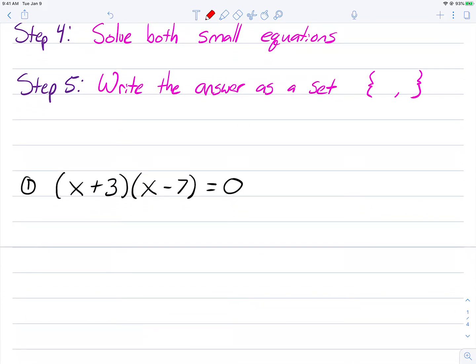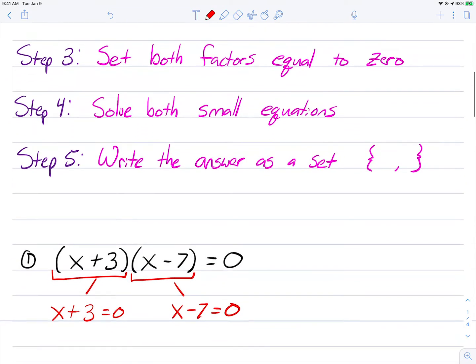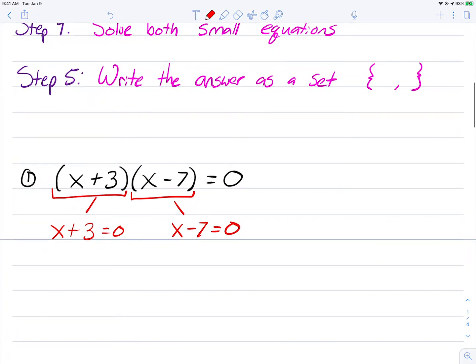This first problem is already factored for you because I wanted you to see how this works. So if I have something like x plus 3 times x minus 7 equals 0, then I know that either this set of parentheses or this set of parentheses has to be a 0, because the only way that those two can multiply to 0 is if one of them is a 0. So what you do is you separate them and you say that either the x plus 3 equals 0 or the x minus 7 equals 0. So this is step 3, essentially. I've set both factors equal to 0. So now I have two small equations, and I'm going to solve them.